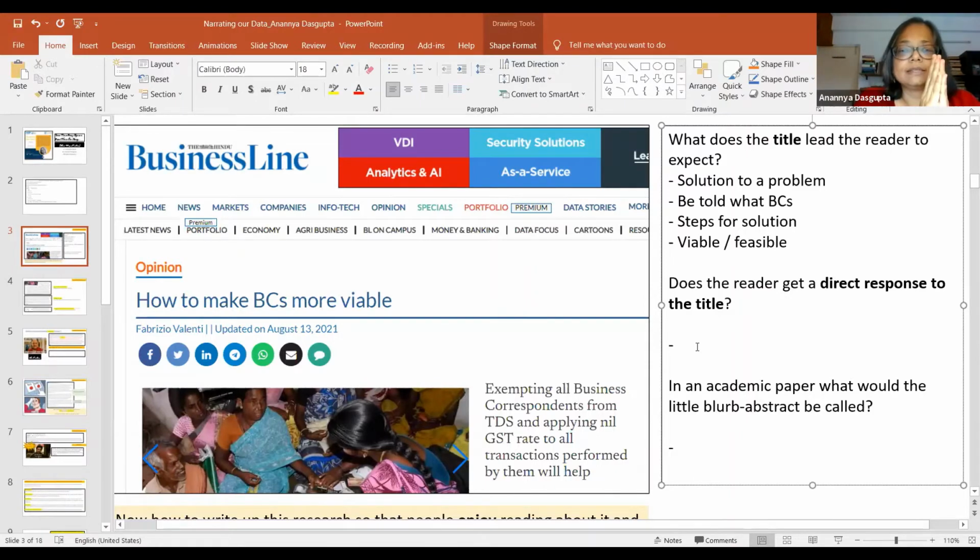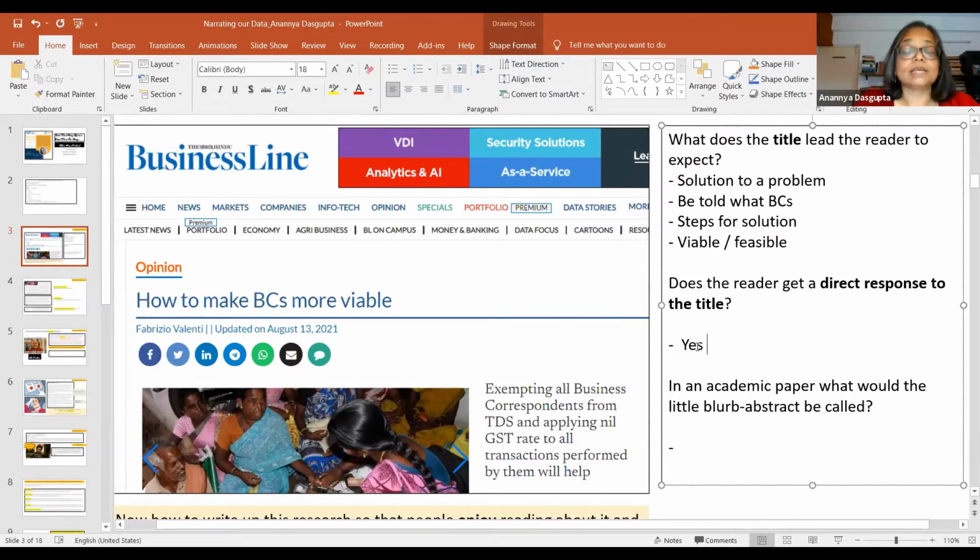Sameer, may I ask you to read it out aloud? Sure. Exempting all business correspondents from TDS and applying nil GST rate to all transactions performed by them will help. Thank you. So, Joya, does that answer your question? What VCs are? It answered mine. Yes, now I know. So if someone like me or Joya doesn't know what this is, then immediately we are told that VCs are business correspondents and how to make it.